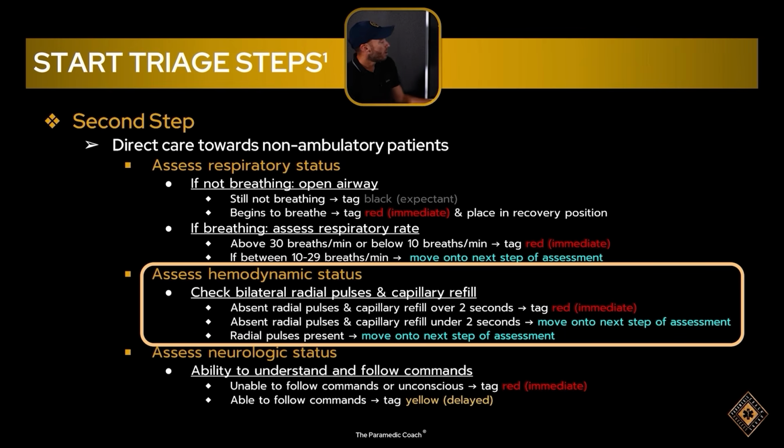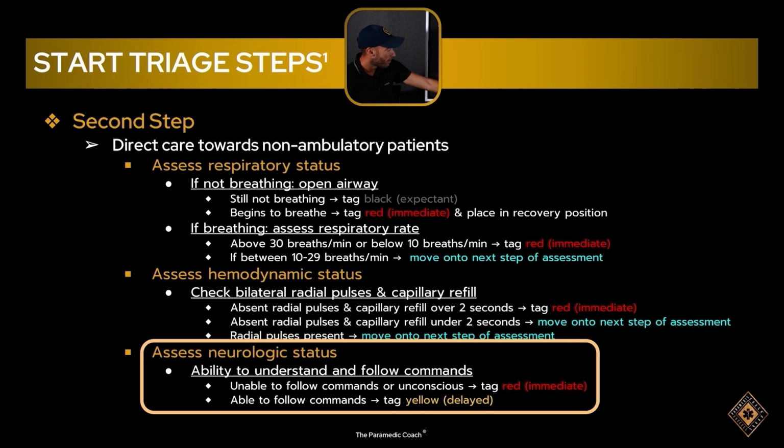Let's see. If we check a radial pulse and there's no pulse in the radial and the cap refill is over 2 seconds, your blood pressure is likely not very good. That's tag red. If you have no radial pulse and your cap refill is under 2 seconds, we move on to the next step. If your radial pulse is present, we just move on to the next step. If you have the ability to understand and follow commands, then you're actually going to be tagged yellow. And if you're unable to follow commands or unconscious, you're tagged red.